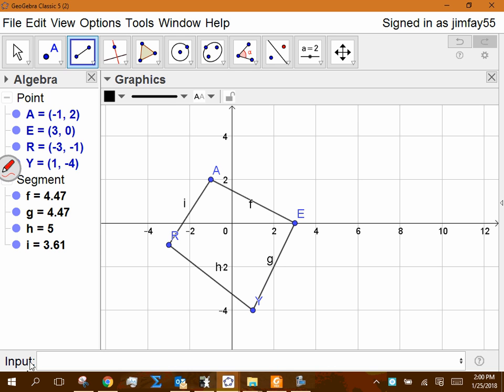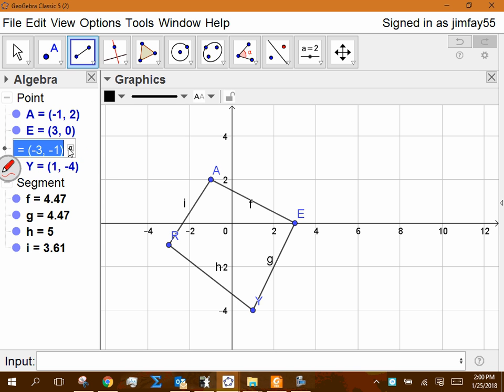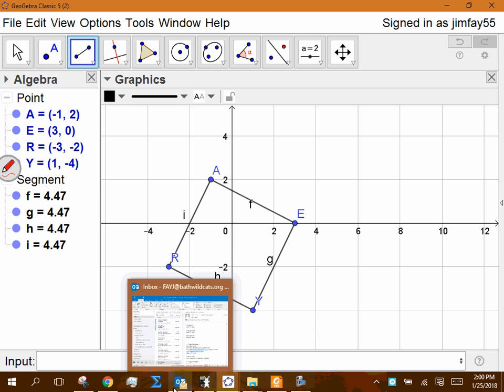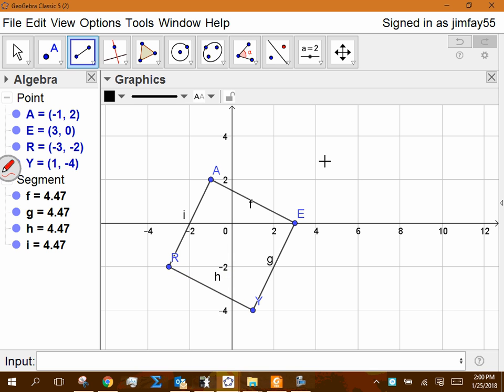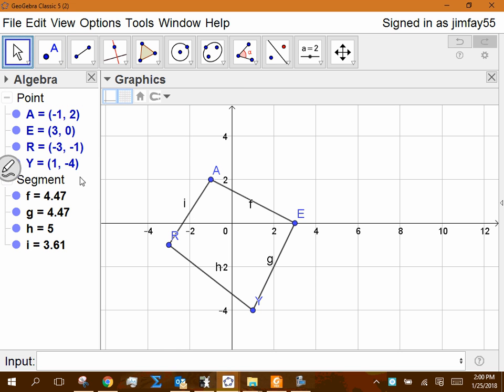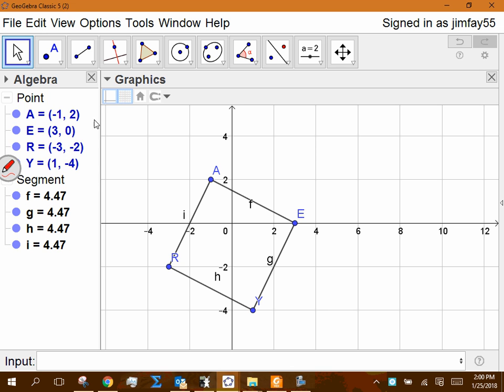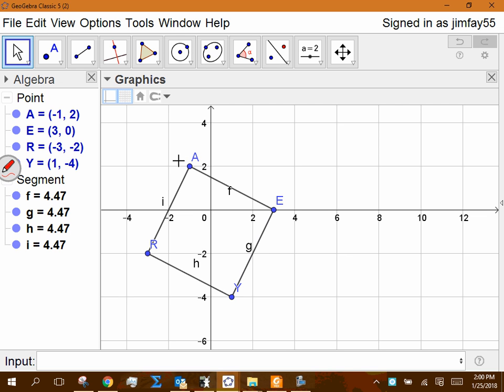Negative 1, 2, negative 1, 4. 1, negative 4. Okay, so that's the, oh, it's a 2 I want there. Okay, so that's the shape that they're asking you to deal with in that first question on the square.